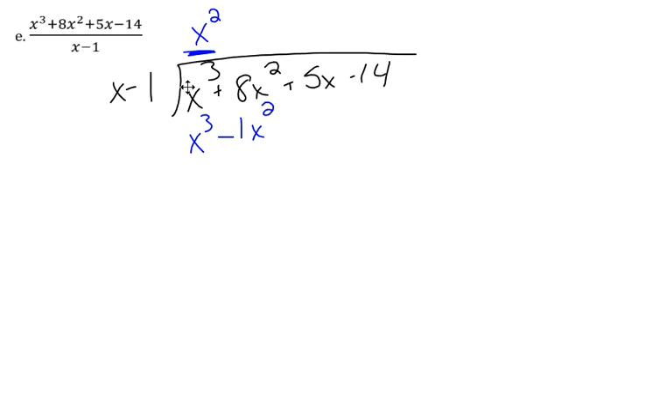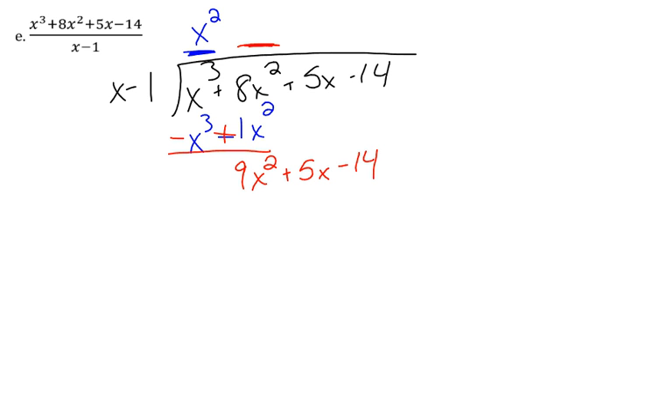Now we subtract, and to subtract, we're going to change the signs. So we get 0 and 9x squared. 8x squared plus 1x squared is 9x squared. And now we bring the other terms down. And we restart the algorithm now.